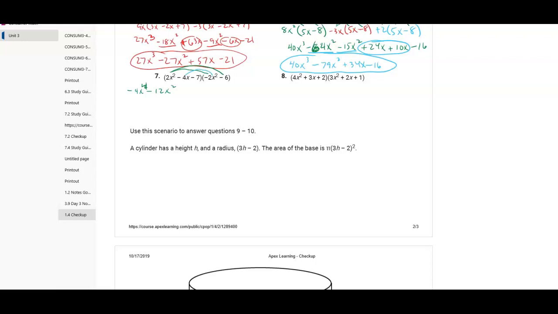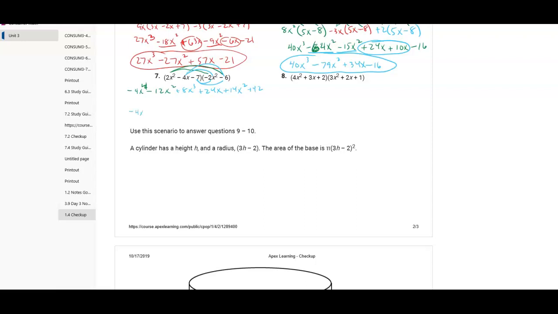Then negative 4x times negative 2x squared is going to give me plus 8x to the third. Negative 4x times negative 6 is plus 24x. Negative 7 times negative 2x squared is plus 14x squared. Then negative 7 times negative 6 is plus 42.